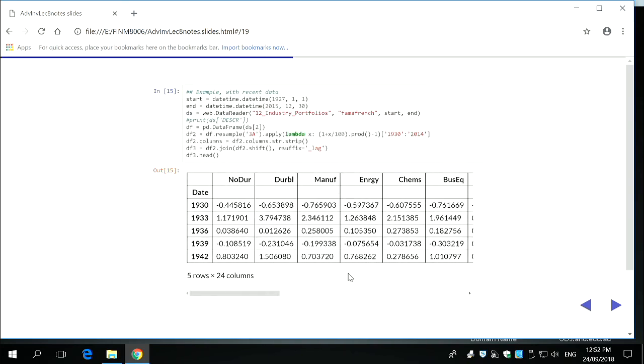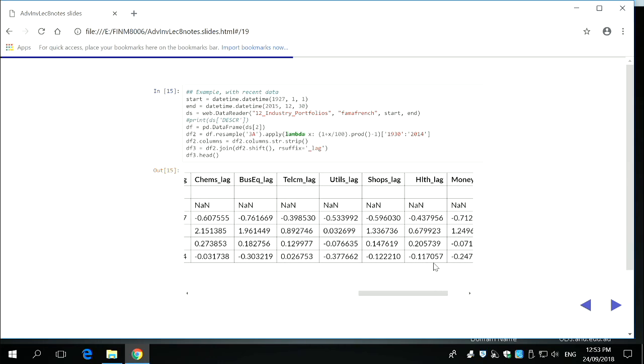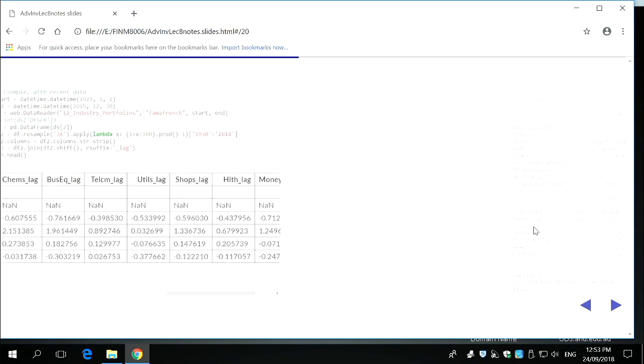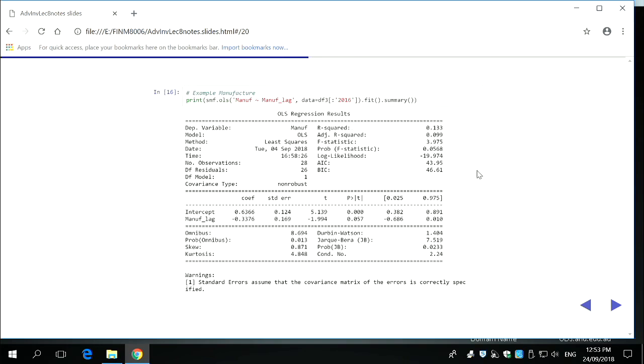So let's see it with our own data. I get the 12 industry portfolios from the Fama-French website, and I calculate the 3 year returns with a cumulative product for the duration from 1930 to 2014. And then I just calculate the lag. I'll just take one example, manufacturing: the return of manufacturing on the lag of the manufacturing return at the 3 year horizon. What we have here, the coefficient is about negative 0.33, or actually 0.34. The t statistic is right around 2. So this is a negatively significant coefficient.